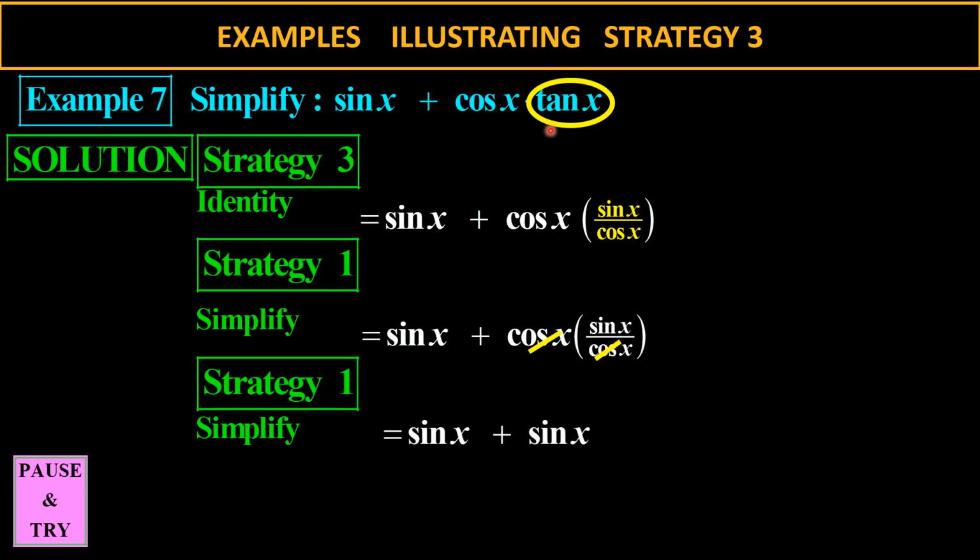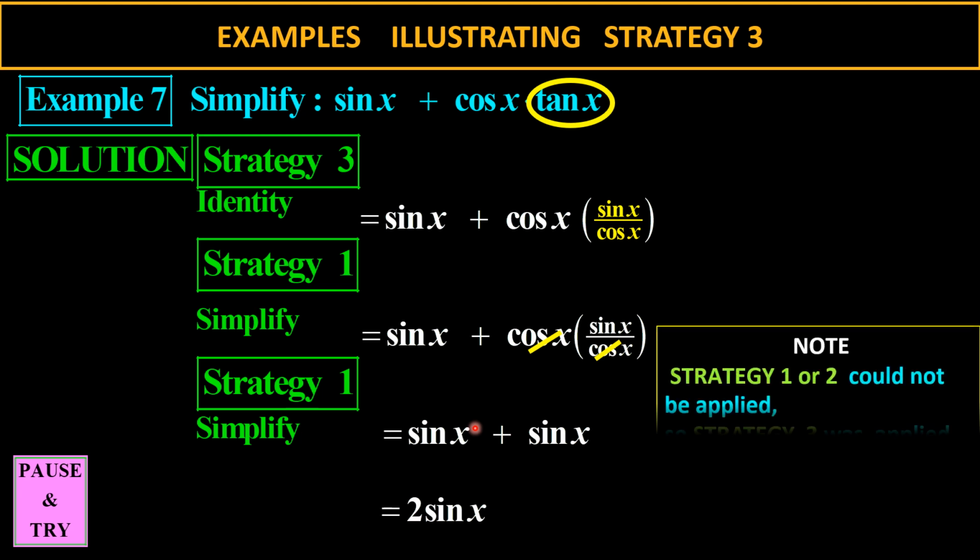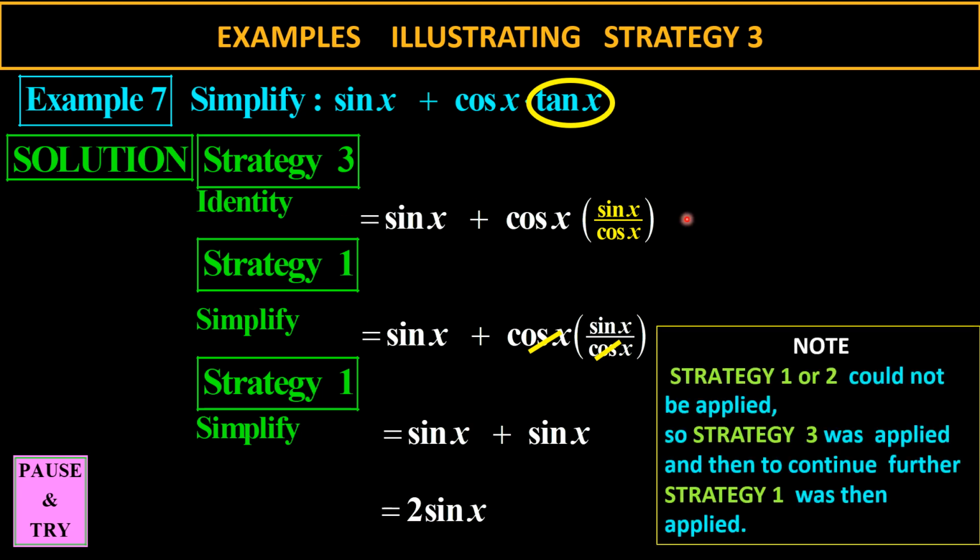And what can I do with that? What do you notice here? See again strategy 1. Like terms. And like terms can be simplified. And that gives me 2 sin x. Okay? So I use strategy 3 and I go back to number 1 again. Always back to number 1. Okay? And see whether you can simplify.